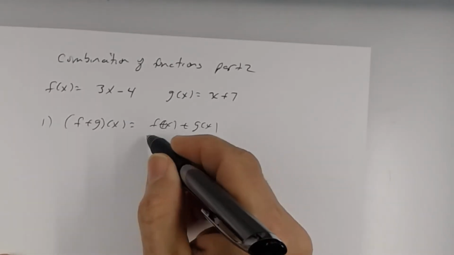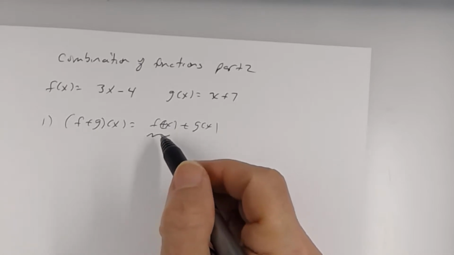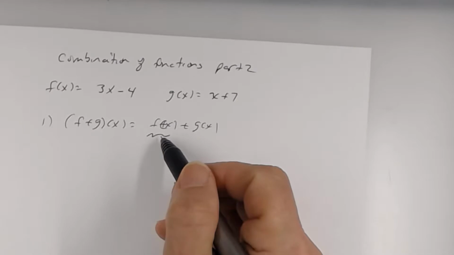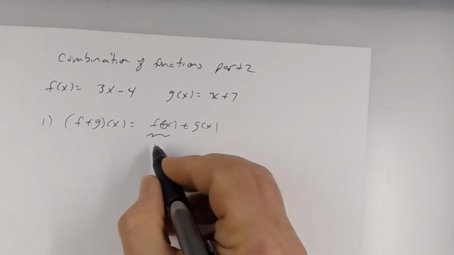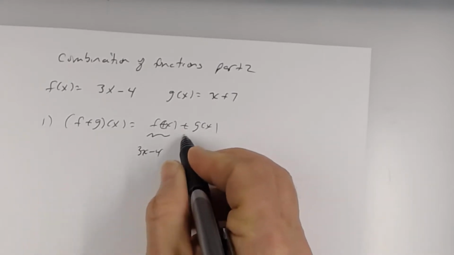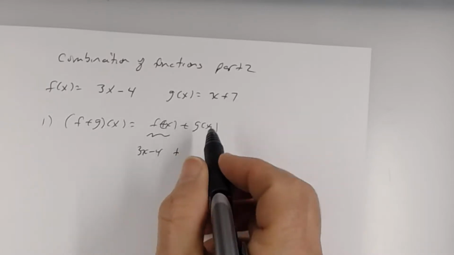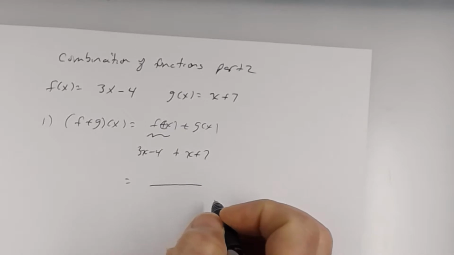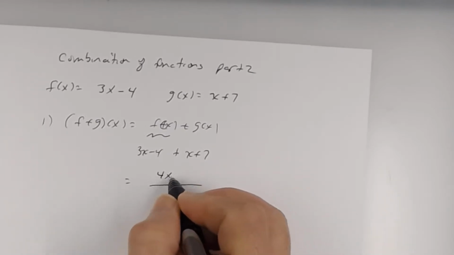So basically, you're asking yourself, all right, I want to find f of x plus g of x. Do you know f of x? Yes, you do. What's f of x? 3x minus 4. So that goes here. Plus, do you know g of x? Yes, you do. What's g of x? X plus 7. And all you do is combine your like terms, and there's your answer. What do you get? 4x plus 3.